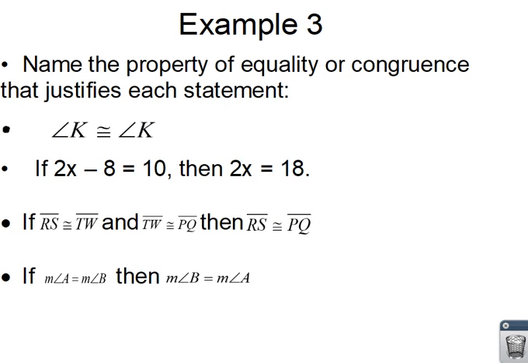All right, one last one. We're going to name the property for each of these. So the first one, it says angle K is congruent to angle K. That is reflexive property. The next one, it says if 2x minus 8 equals 10, then 2x equals 18. Using your solving steps, you would see that you have to add 8 to both sides to make this happen. So that's the addition property of equality.